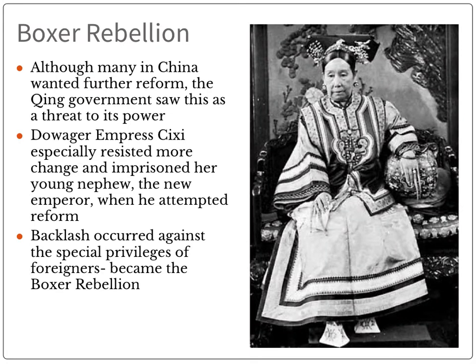So there were people who thought that China still needed further reform, but the Qing government was really reluctant to do this because remember, they're trying to balance adopting reforms that will be positive while still maintaining traditional Chinese culture. And so the Dowager Empress Cixi especially resisted more change, and she actually imprisoned her young nephew, who she served as regent for, when he attempted more reform.